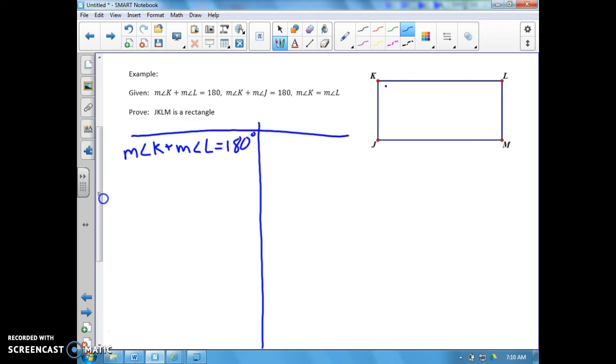So look at that. That's K and L. Notice those are consecutive. I'm also given the measure of angle K plus the measure of angle J equals 180. So K and J add up to 180, also consecutive. And the measure of angle K equals the measure of angle L. Well, so those are all my givens.